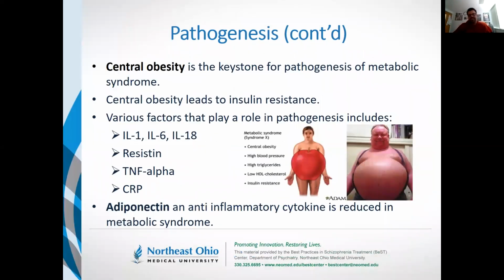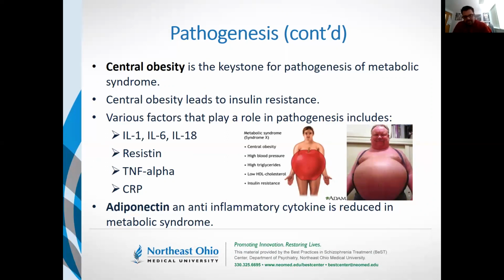So central obesity is the keystone for pathogenesis of metabolic syndrome. Central obesity itself leads to insulin resistance, and various factors that we see over here play a role in the pathogenesis. And these are all part of our immune system. We see the interleukins 1, 6, and 18, resistin, TNF-alpha, and CRP, which is C-reactive protein. A lot of times if C-reactive protein is elevated, it's a marker of inflammation.